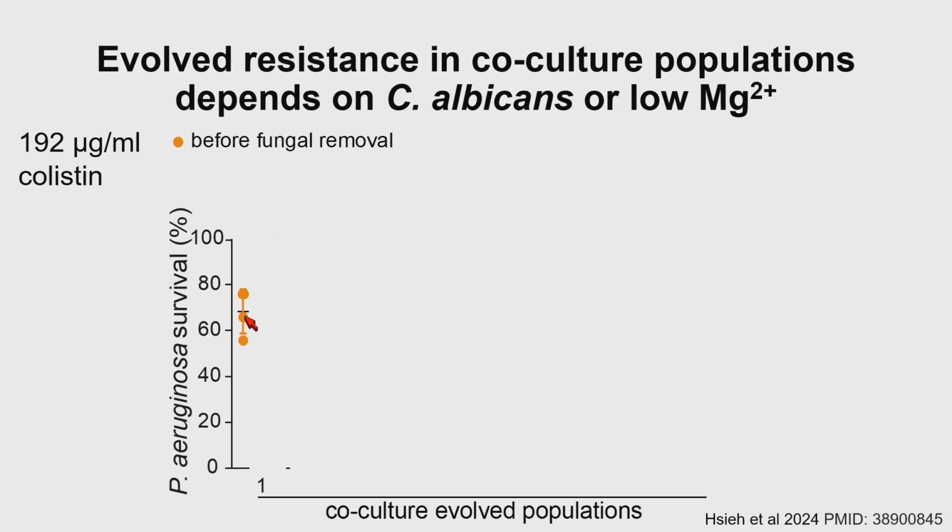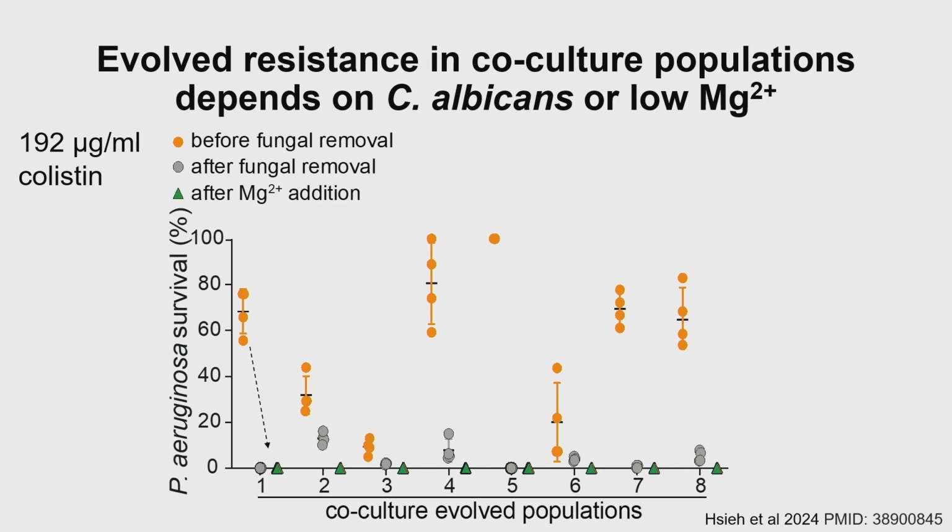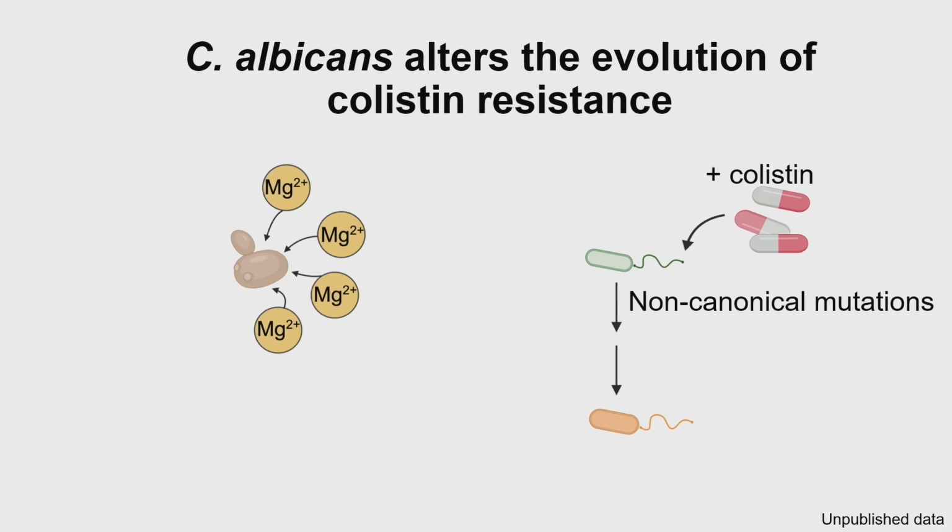Before fungal removal, evolved strains are very resistant. When we remove the fungus, we notice that the survival rate significantly decreased, as well as when we add the magnesium into that condition. This phenotype is not just specific to population number 1, it is also true across all my replicate evolved populations. So this tells us that this evolved resistance does still depend on the fungus or the low magnesium condition. So this evolution experiment does tell us that the competing fungus actually can have an impact on the evolution of colistin resistance.